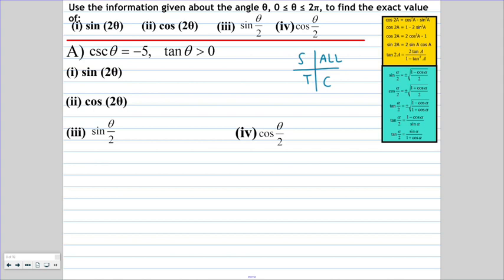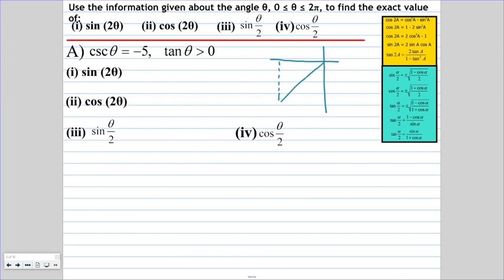So, first quadrant, all trig functions are positive. Second quadrant, sine and its reciprocal cosecant are positive. Third quadrant, tangent, cotangent. Fourth quadrant, cosine and secant. So, what quadrant has cosecant negative, which also means sine is negative, and tangent positive? That would be down here in the third quadrant. Tangent's positive, everything else is negative. So we have an angle sitting in the third quadrant. So I'm going to construct the third quadrant only. Don't care about anything else.